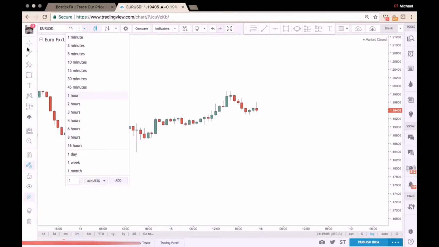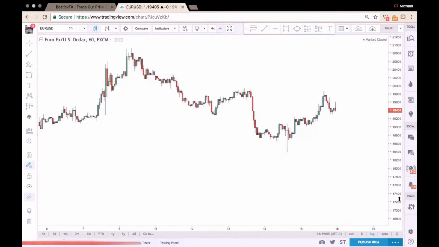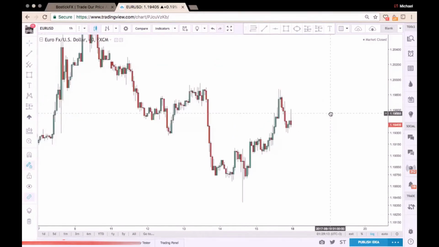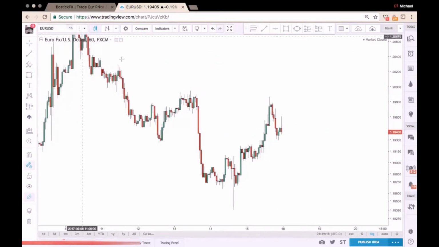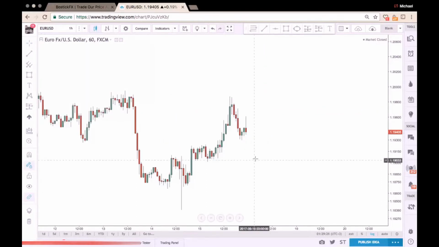So each time frame plays a role. And of course, the larger time frames always take precedence. The larger time frames are the stronger time frames. The smaller time frames just make up the larger time frames. Now, what are these little lines versus the boxes and the colors and all that? Okay, well, let's talk about it.